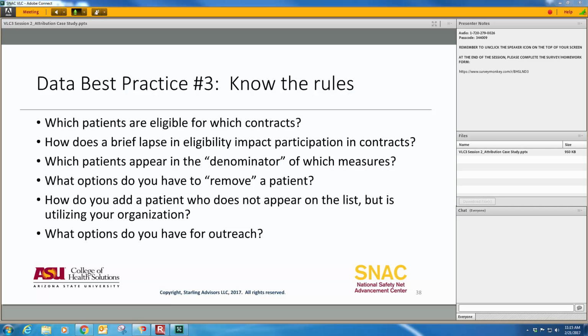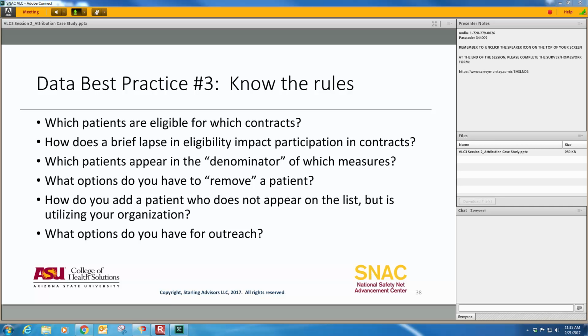Understand what options you have to remove a patient from a panel. That's not really our preferred way of improving our scores, but there are valid reasons to have a patient removed. How do you do that? Who within the payer organization needs to be notified? Is that a formal process?